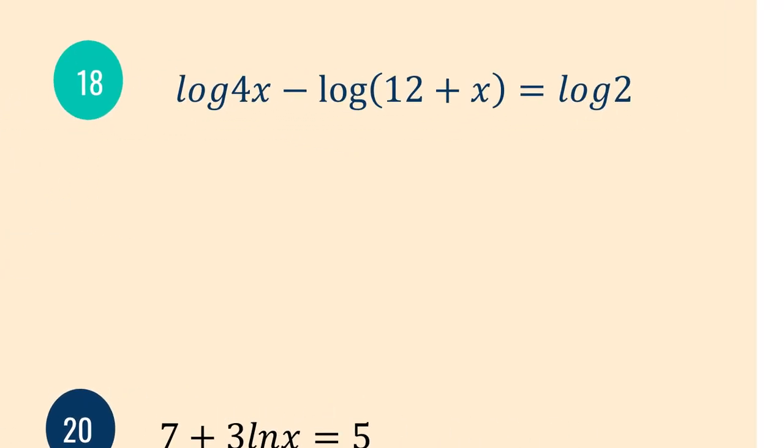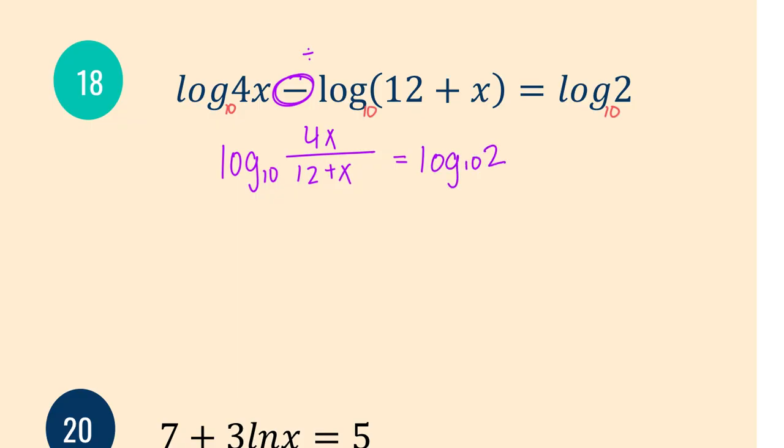Okay, for this one, if you don't see a base, you're going to add base 10. Your 10 is your base if there is no base. Once you add the 10, you're going to go ahead and condense these two. And what did we learn last class? When you're subtracting, you're going to go ahead and divide. So now you're going to have log base 10 of (4x) over (12 plus x) equals log base 10 of 2.